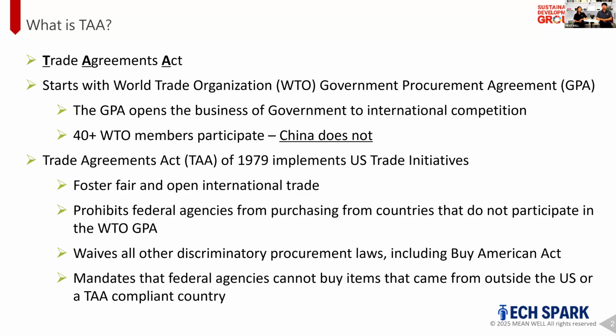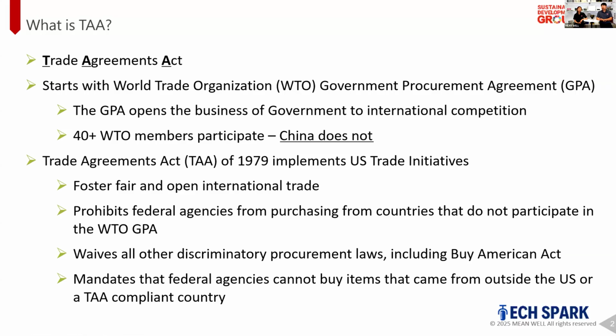Yeah, so I think for a lot of us in the power industry, it's a foreign term. TAA stands for the Trade Agreements Act, and it is basically a government trading act. For the history lesson, the act originally started with the World Trade Organization, and it is part of the Government Procurement Agreement that's part of the WTO. Essentially, this agreement is meant to open the business for government to international competition. That means for government-related projects, worldwide international suppliers can also provide and compete in these bids and contracts.